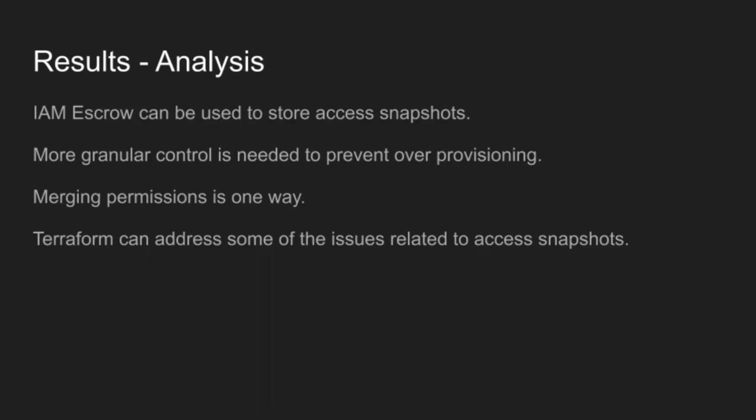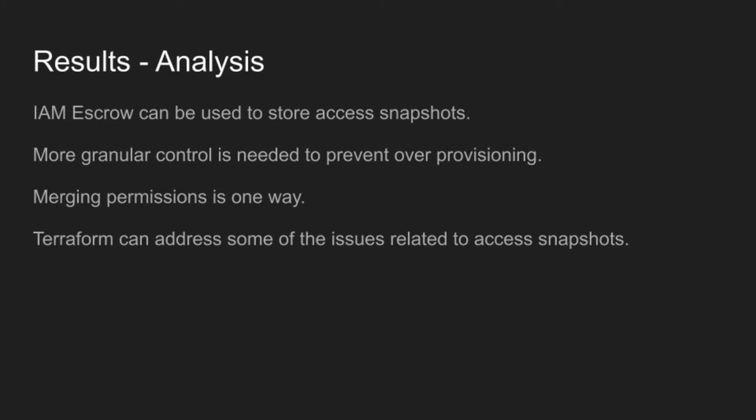So if we were to analyze this implementation, we could see that IAM escrow could be used to store access snapshots, which was the intended purpose. However, we also see that more granular control is needed to prevent over-provisioning. For example, when we walked through our demo, we saw that Jack gained all of Jill's permissions. However, maybe he did not need all of Jill's permissions to perform that task, so he might have been over-provisioned in that example. And so there may need to be another process put in place to help manage that.